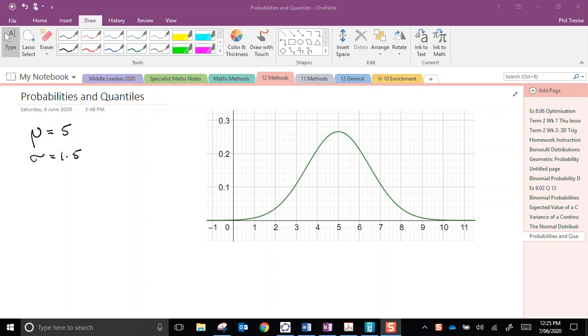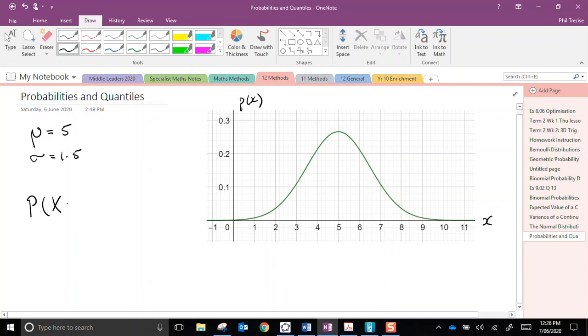But here's a different question. I would like to know a value for x so that the probability that, and this is my variable x, and this of course represents the probability density function. So I want to know values for x such that x is less than or equal to some number c, and that probability is exactly 0.25. Now, rather than giving you a value for x and asking you for the area, this time I'm asking the other way around.